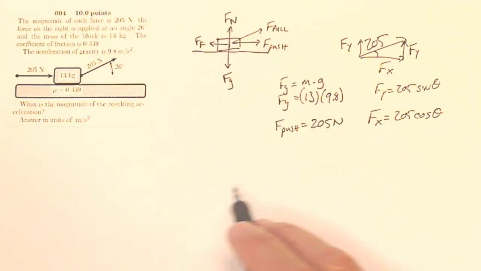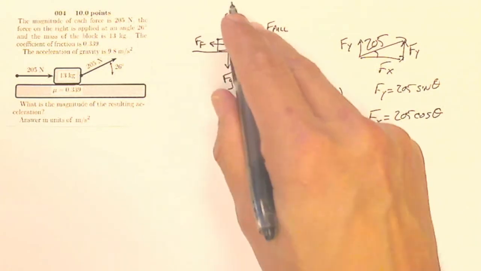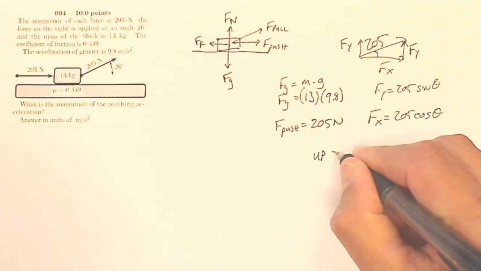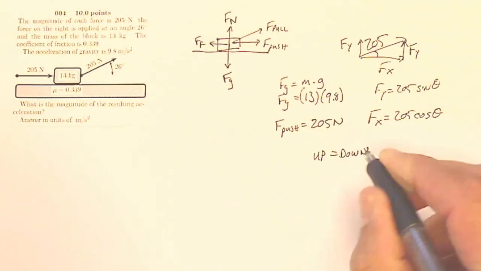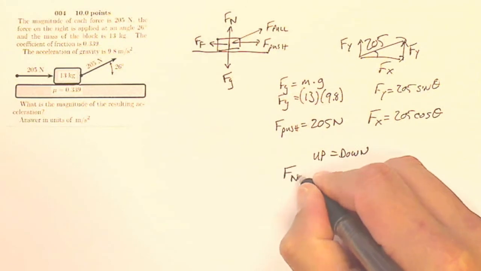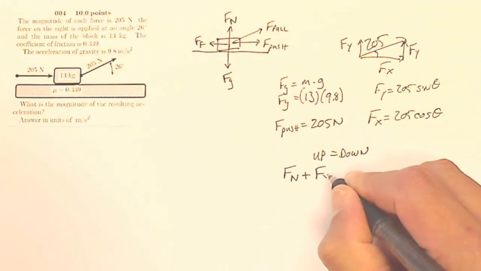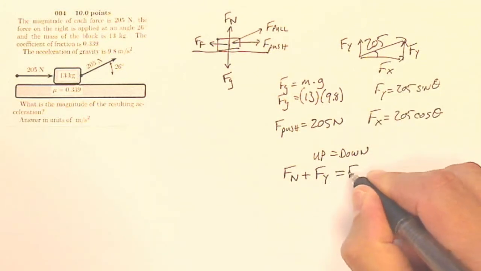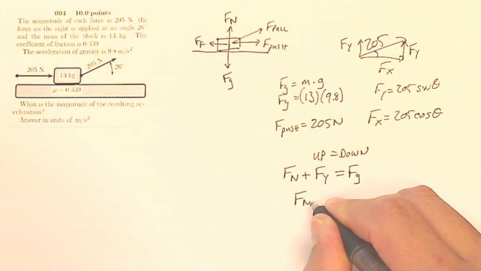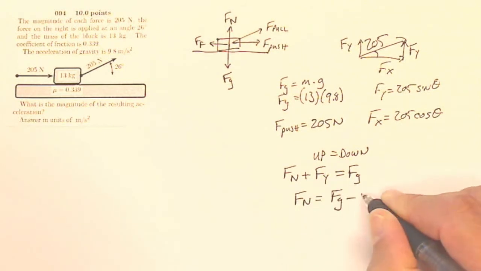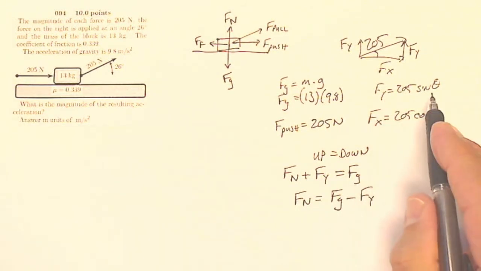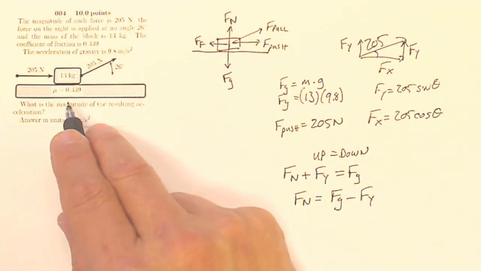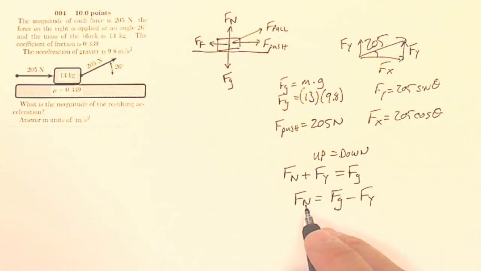So now if I look at my up and down, I know that since this thing isn't going to be flying into the air, up equals down. The forces I have up are my normal force and my y direction component of this force. Downward is gravity. So I know that my normal force is actually going to be my gravity minus my force in the y direction, which is this 205 sine theta. Once I figure that out, now I've got a normal force and I've got a coefficient of friction.